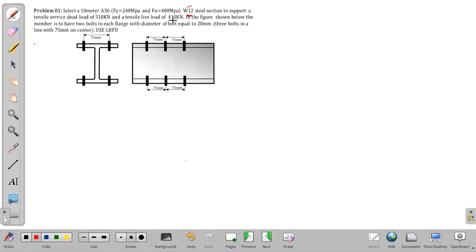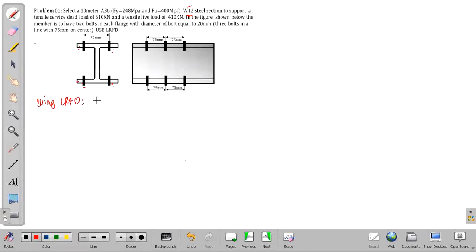Okay? Steel section to support a tensile dead load. So, we have a tensile dead load of 510 and live load of 410. Okay? So, in the figure, we have 2 bolts in each flange. So, two bolts in each flange, and with a diameter of bolt equal to 20 mm. 3 bolts in a line with 75 mm on center. We have to use the LRFD method. Okay? So, using LRFD, this is our solution.